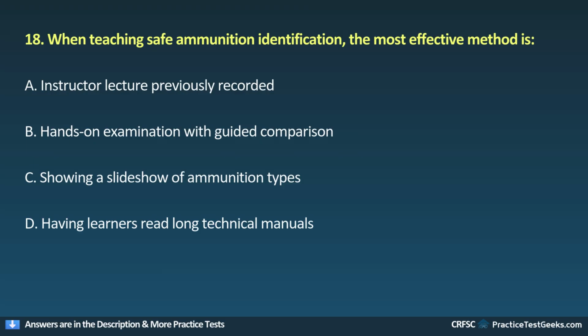18. When teaching safe ammunition identification, the most effective method is A. Instructor lecture previously recorded. B. Hands-on examination with guided comparison. C. Showing a slideshow of ammunition types. D. Having learners read long technical manuals.